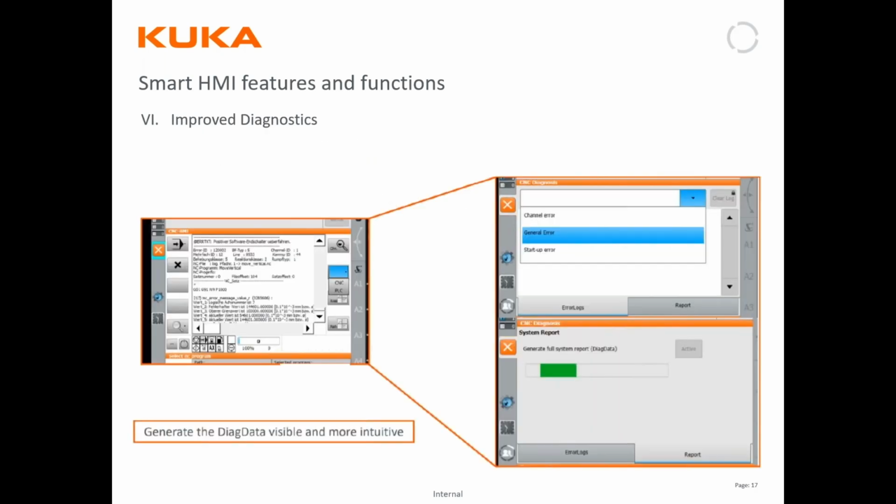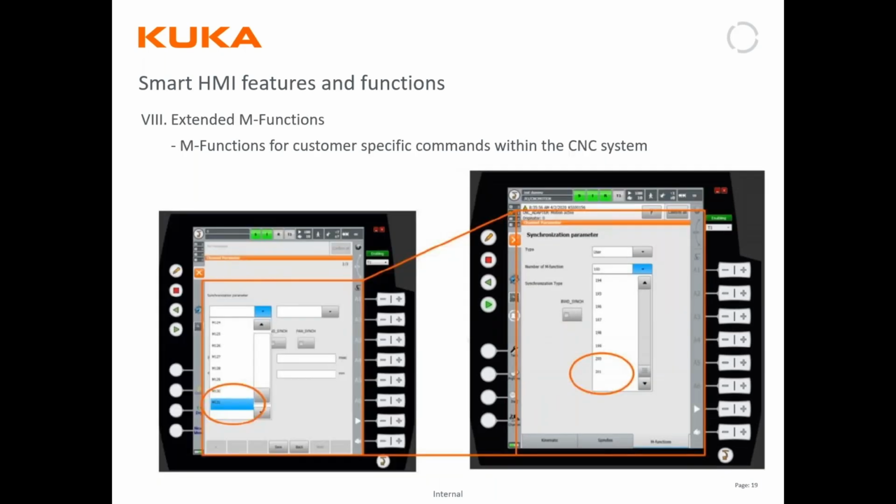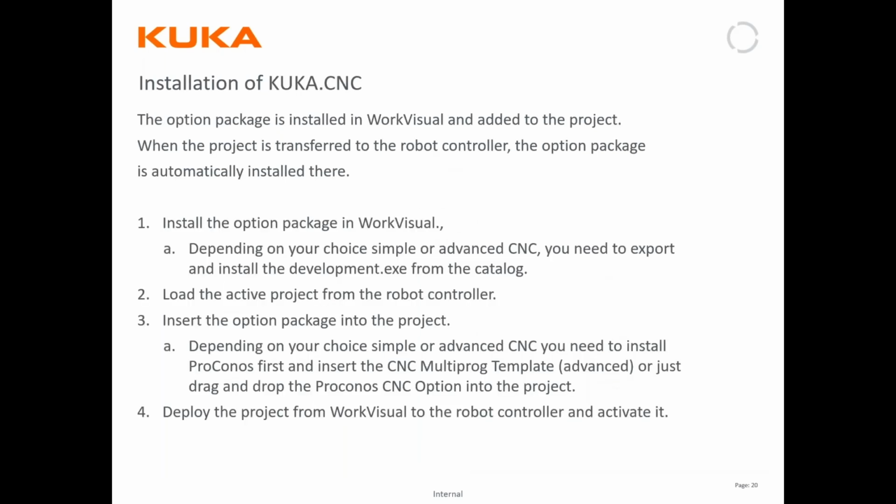Better and improved diagnostics. These are also available on the Smart HMI itself. So you can generate the diag data, which is visible and more intuitive. You also get the trace functionality. Embedded trace functions within the KUKA standards can be used in the diagnostic view itself. One gets extended M functions. M functions for customer-specific commands can also be configured within the KUKA.CNC system.